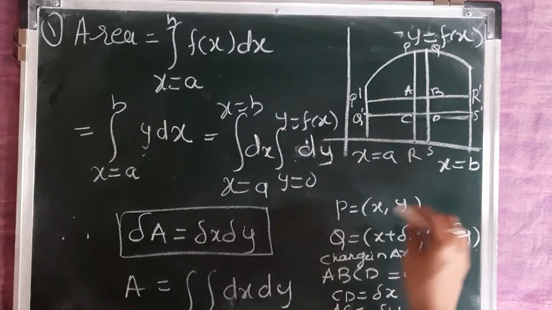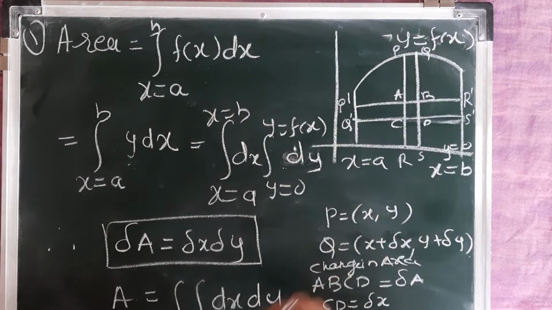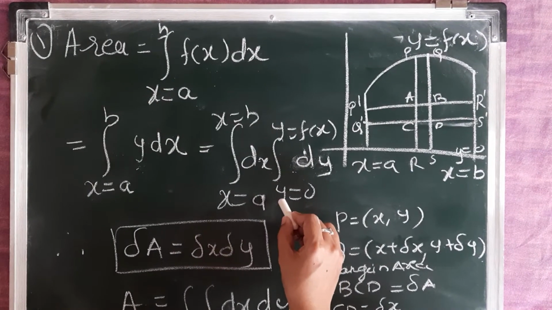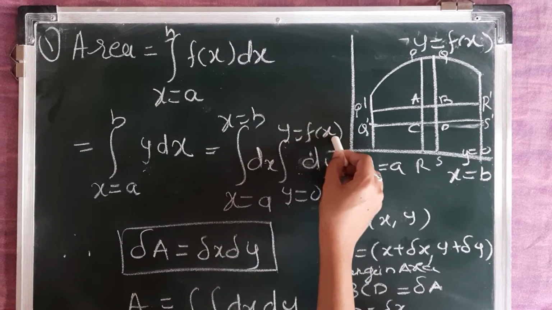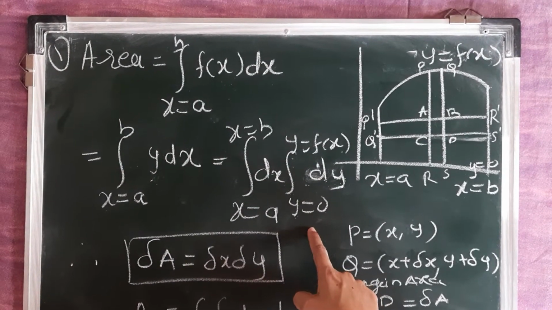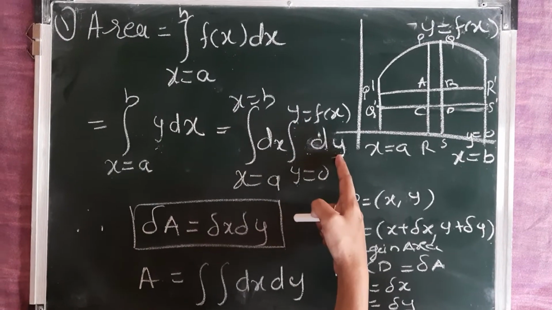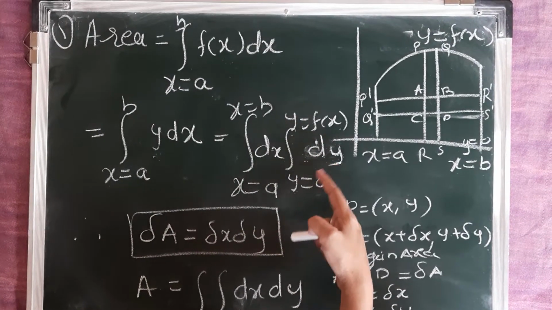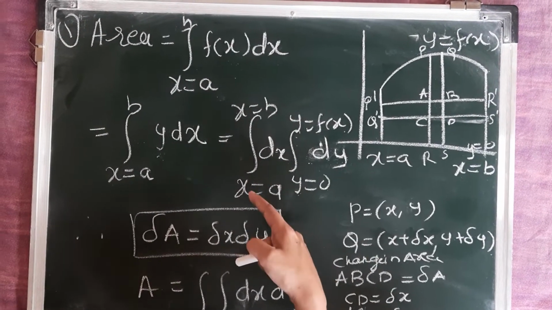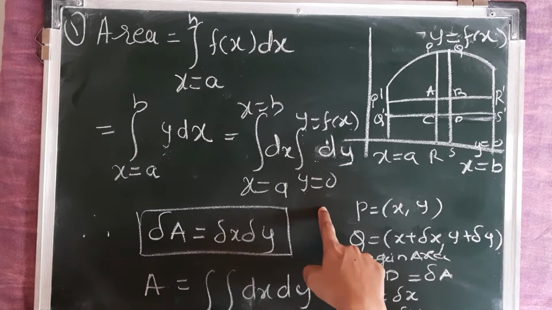And what are the limits of y? Y is going from x axis to this curve y is equal to f of x. So limits of y become 0 to y is equal to f of x. So the single integration has now converted into double integration. A is equal to double integration dx dy, where limits of y are 0 to f of x and limits of x are a to b. So single integration is written in double integration form.